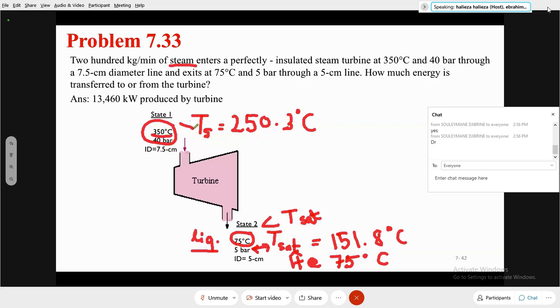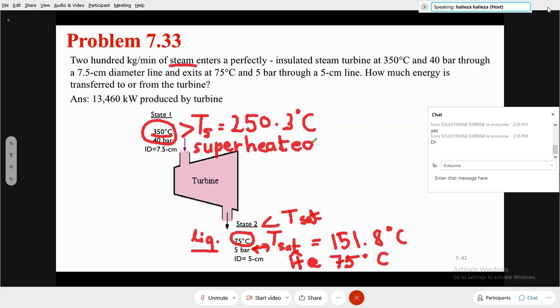So what's that temperature here? 350. That is greater than the saturated temperature. So what state is your steam coming in? Superheated. Yes, you are looking at superheated. So if it's superheated, you need to use the superheated steam table, and you need to use both the temperature and the pressure to get the value of your enthalpy.